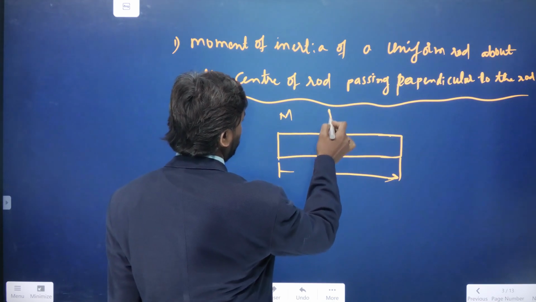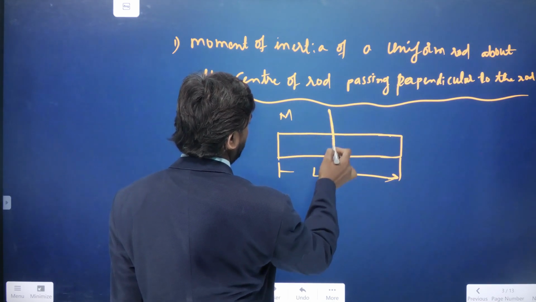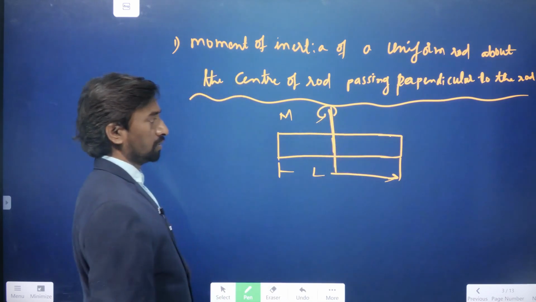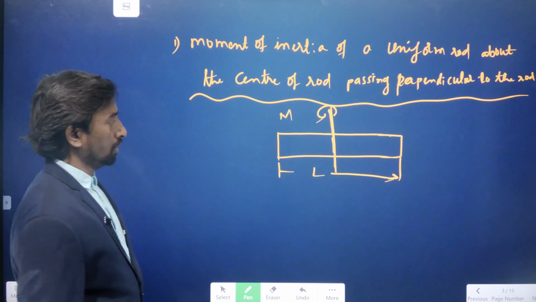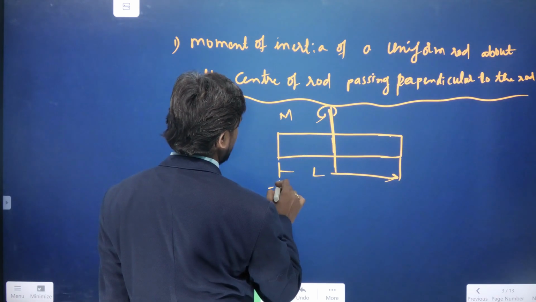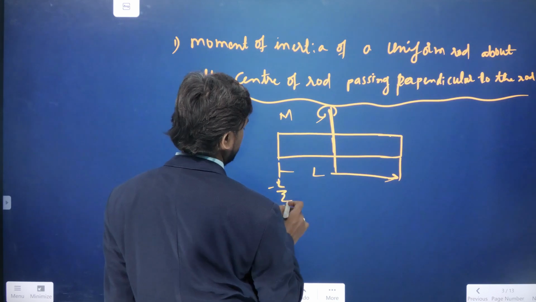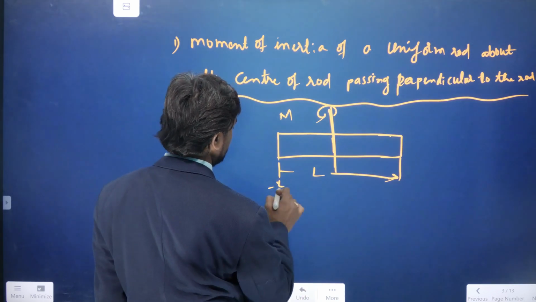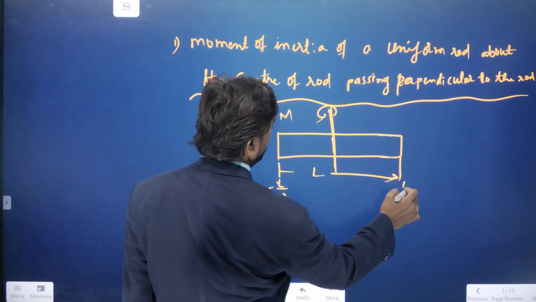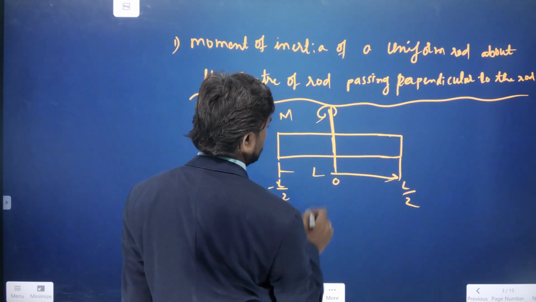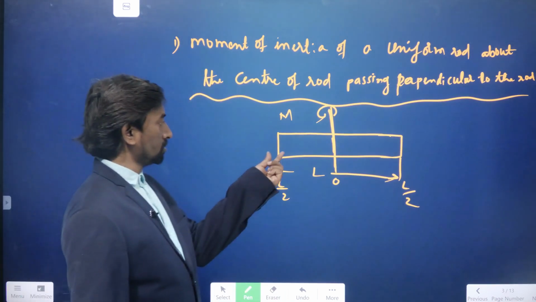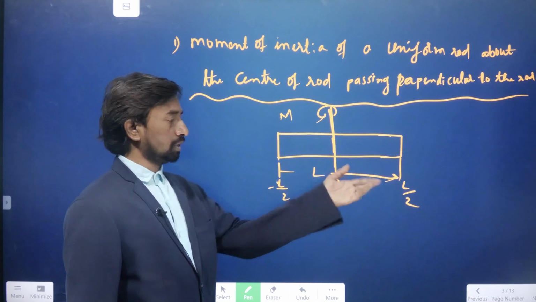It is perpendicular to this line, about the center, which is the center of mass. Suppose this is the center, then the distance on this side is L by 2 and on the other side is plus L by 2, taking the center as the origin. So now the limits we got: the mass is distributed from minus L by 2 to plus L by 2.